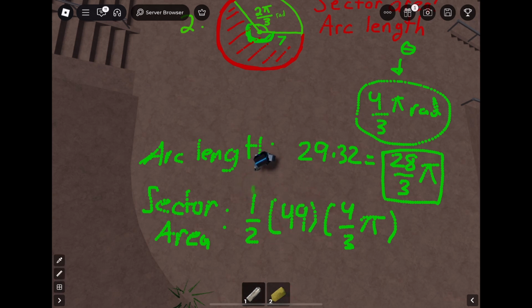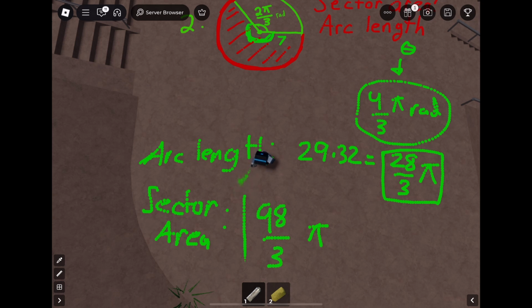So you have 1/2 times 49 times 4/3 pi. If you do all that multiplication, you'll get 196/6 pi. And if you divide the numerator and the denominator by 2, you can simplify this even further to get 98/3 pi. And that's the answer for your sector area.